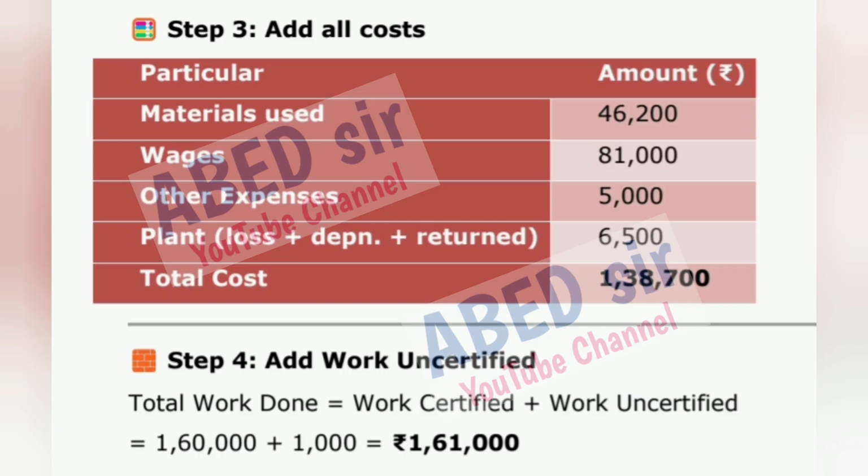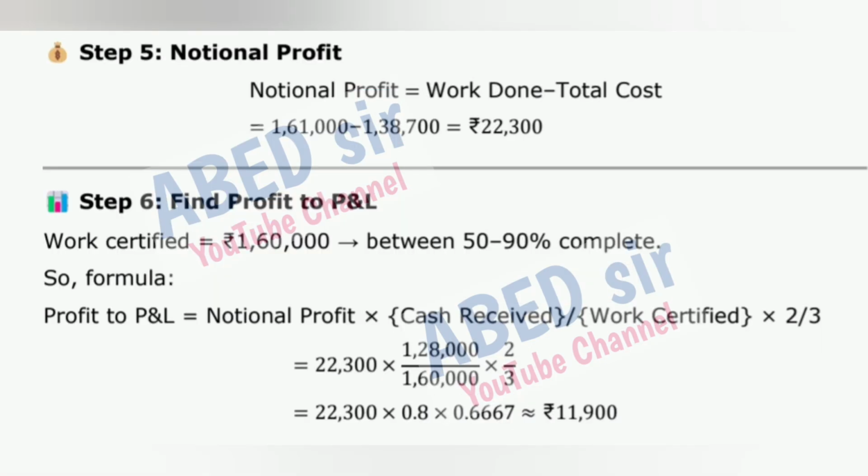Total cost 1,38,700. Step 4. Add work uncertified. Total work done is equal to work certified plus work uncertified, is equal to 1,60,000 plus 1,000 is equal to 1,61,000 rupees. Step 5. Notional profit. Notional profit is equal to work done minus total cost, is equal to 1,61,000 minus 1,38,700 is equal to 22,300.